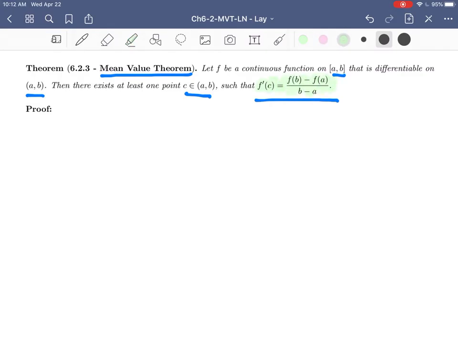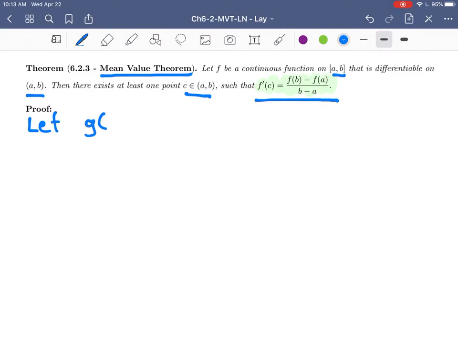So what this is saying, the intuition of this is we have to have a point in the interior that is equal to the slope of the line between the two endpoints, right? So f of b is the y value at the endpoint b, f of a is the y value at the endpoint a, and b and a are the x values at those two endpoints, and so we have the change in y over the change in x. So that is the slope. All right, so let's go through and prove this.